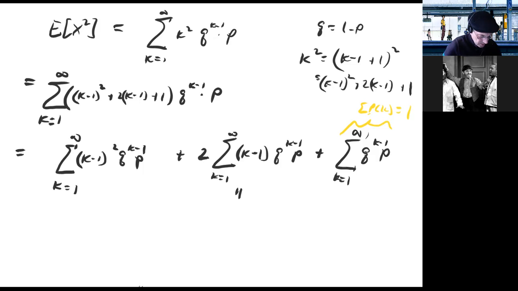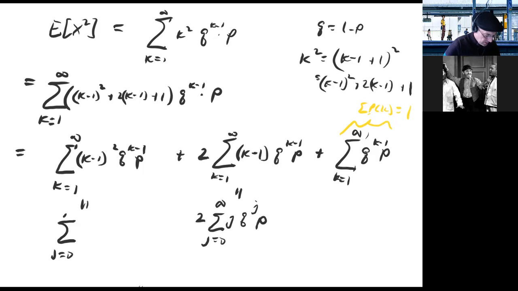this expression here in the middle, and that's twice the sum j goes from 0 to infinity of j times q to the j times p. Okay, so that's what you get there. And lastly, this term here is the sum. So j here is k minus 1. And similarly, this is j goes from 0 to infinity of j squared q to the k minus 1 times p. So what do we have?